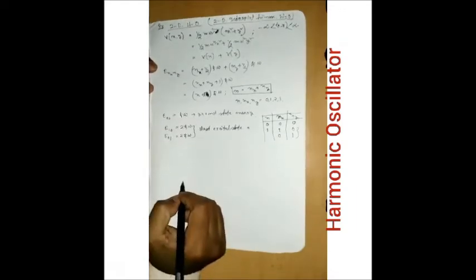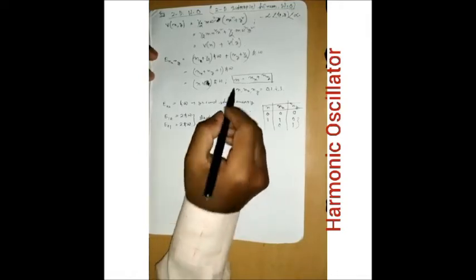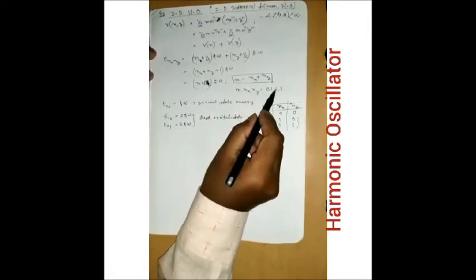Okay. Now you see, what will be the second excited state energy? Second excited state energy means n equal to 2.